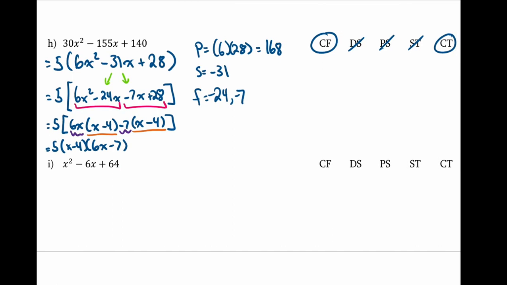And the last one, we have x squared minus 6x plus 24. So is there anything we can common factor? There is not. Is it a difference of squares? It is not. Is it a perfect square trinomial? Well, let's check.